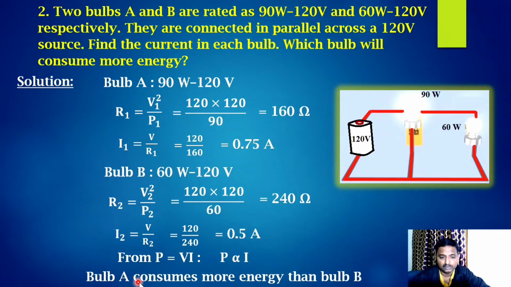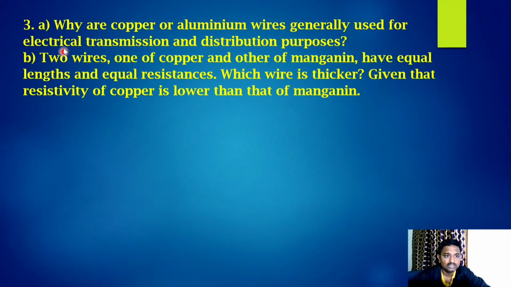So we can say bulb A consumes more energy than bulb B. Now we will go with third question. In third question, A. Why are copper or aluminum wires generally used for electrical transmission and distribution purposes?